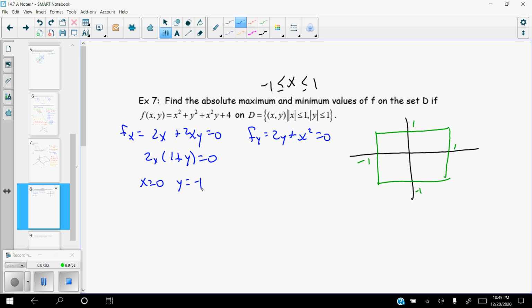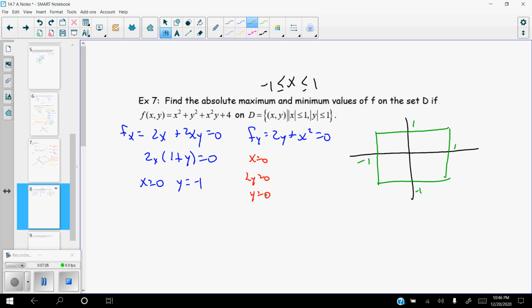All right, well, if x equals 0, we can plug 0 into the fy function. Here, let me use a different color. We get 2y equals 0. So if x equals 0, we get 2y equals 0, which means that y also equals 0. So there's a critical point, 0, 0.